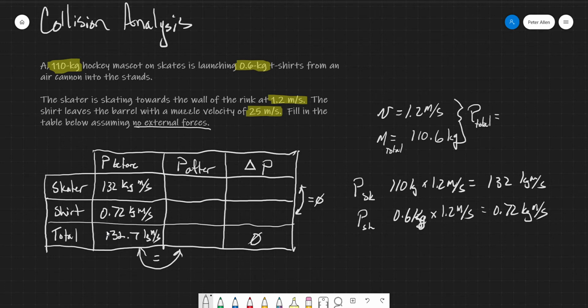All right, so this is all what's happening before. Now afterwards, we have the shirt leaving the barrel with a muzzle velocity of 25 meters per second. So our P final for the shirt is going to equal 0.6 kilograms times 25 meters per second, and that's going to wind up being 9 kilogram, right? Am I doing that right? No, I'm not.